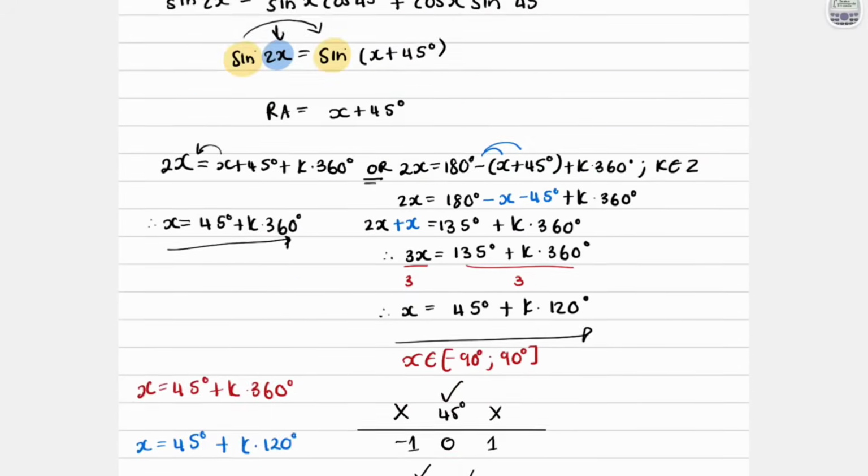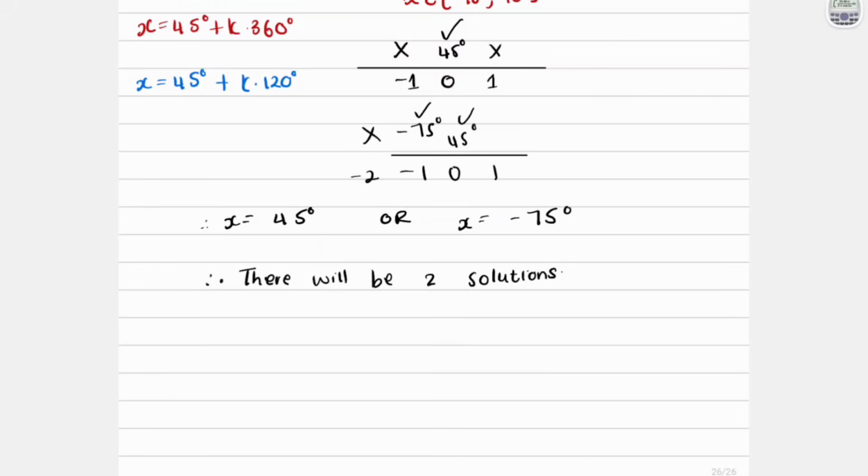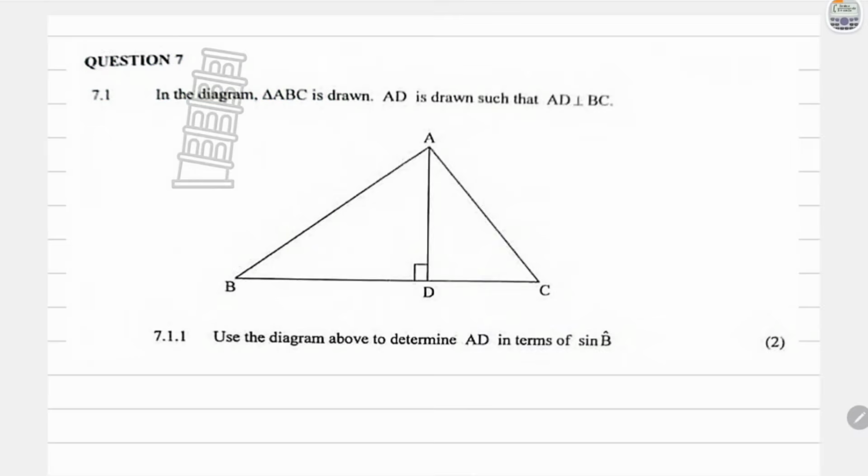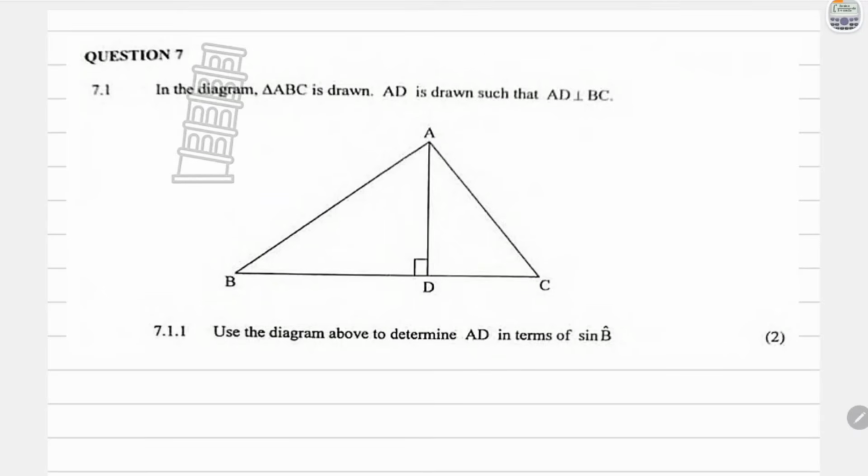And we move on to the final part of trigonometry, which is question 7. Okay, so we are finally on question 7, which is the last question for trigonometry. Question 7.1 says, in the diagram, triangle ABC is drawn. AD is drawn such that AD is perpendicular to BC. That is our perpendicular height for our triangle there.